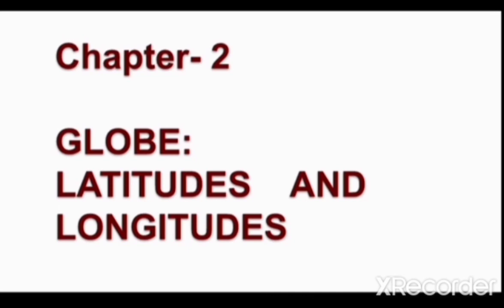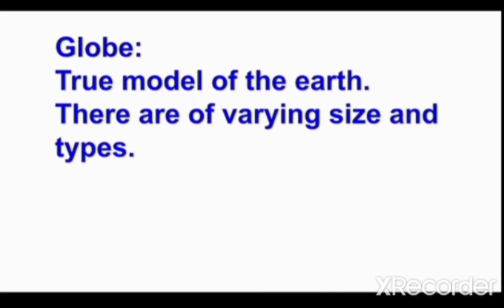First we have to understand what is globe. Globe is nothing but a miniature form of the earth. It is a miniature form of the earth, that is, it is the true model of the earth. On the globe, various continents and oceans are shown in their true size.